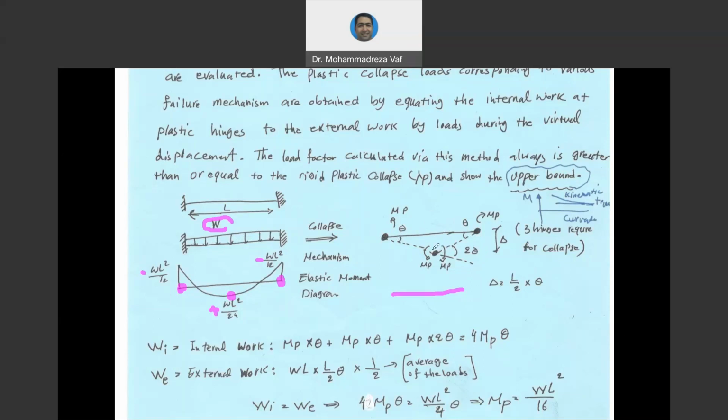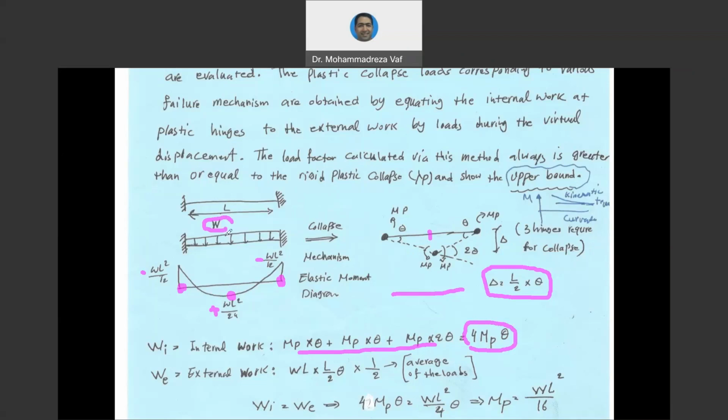And then again, the deflected shape of this beam equals delta in the mid span. So this delta can be written according to this equation: L over 2, from here to here, multiplied by this theta, equals delta. So if I want to calculate the internal work, it's going to be this MP multiplied by theta, this MP multiplied by 2 theta, and this MP multiplied by theta, meaning bending moment multiplied by its rotation at each plastic hinge. So this is what you can see, and in total we get 4 MP theta.